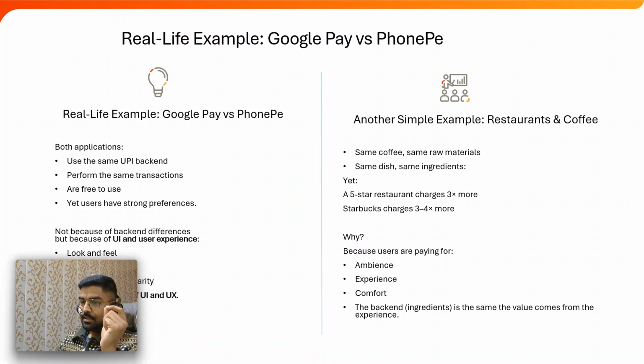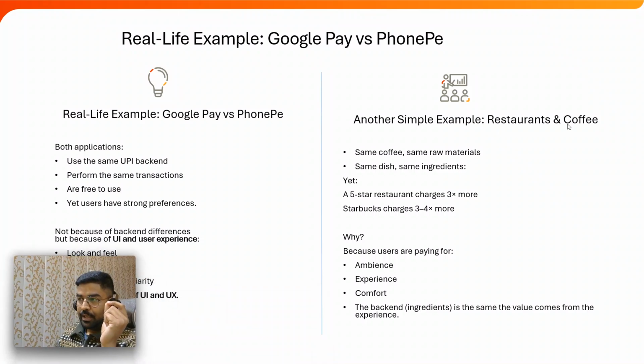Then if I take the example of restaurant versus coffee, over here it is for international learners who are not from India and don't get the idea of what I'm trying to say with Google Pay versus Phone Pay. For them, this is an example: restaurant versus coffee. Same coffee, same raw material, same dish, same ingredient, yet a five-star hotel restaurant charges 3x, while Starbucks charges 3 into 4x for that coffee.